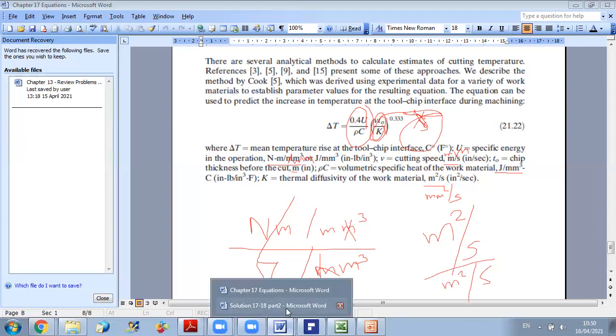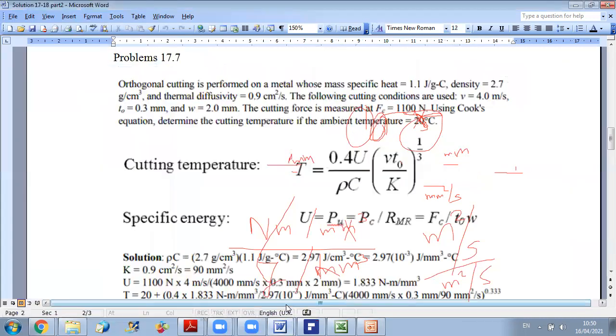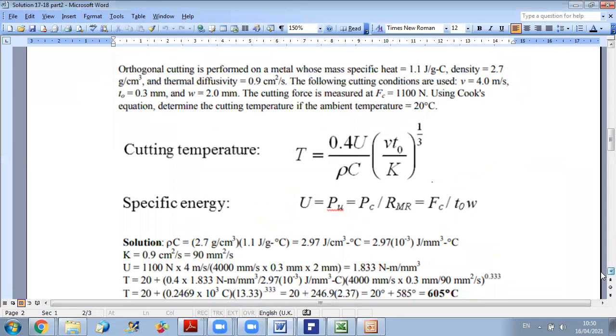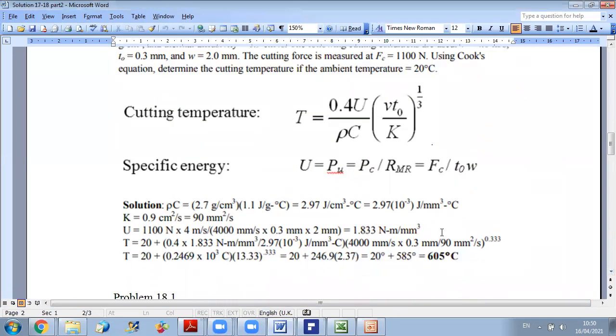So now, if I go back to the equation, since I chose for V millimeter and for T0 millimeter, I get millimeter square per second, then K also should be in millimeter square per second, so that the units simplify. And the same for U over rho C, so I will get simplification of units. Here I will use for U Newton meter over millimeter cube, and for rho C the same, joule per millimeter cube degrees. So now what is missing for me is the values.